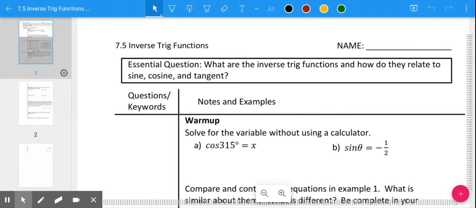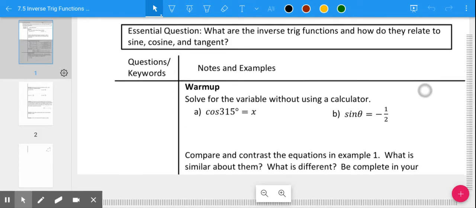Today's video, we are covering 7.5 inverse trig functions. And what we're doing today is really important. We're going to continue this work on inverses and all different types of ideas with them. And it'll help us with some solving equations as well. So what I'd like everyone to do right now is go ahead and try the warm-up.